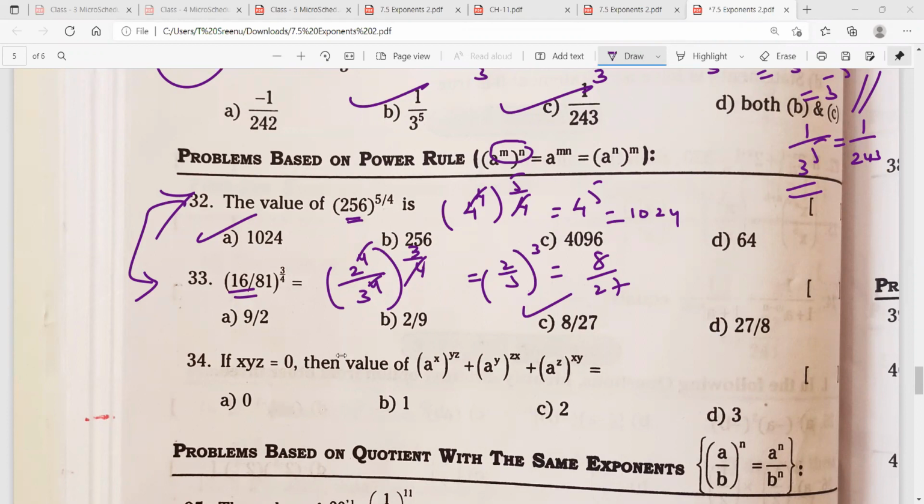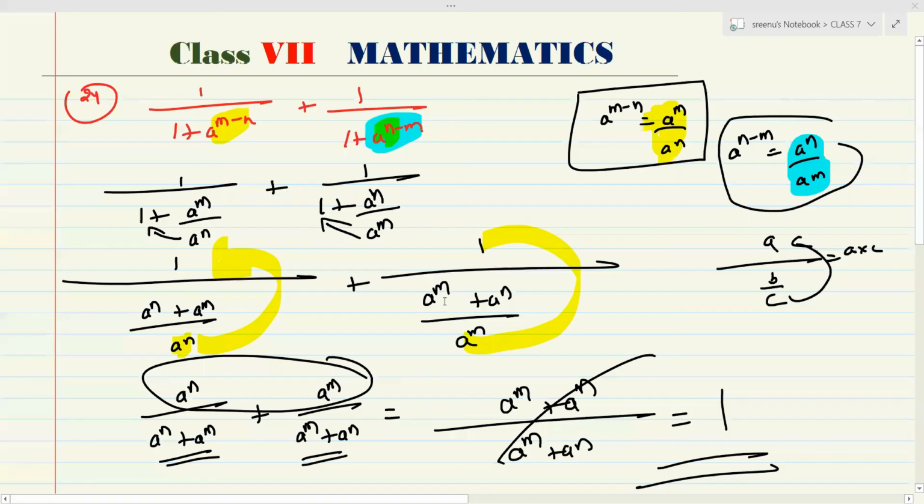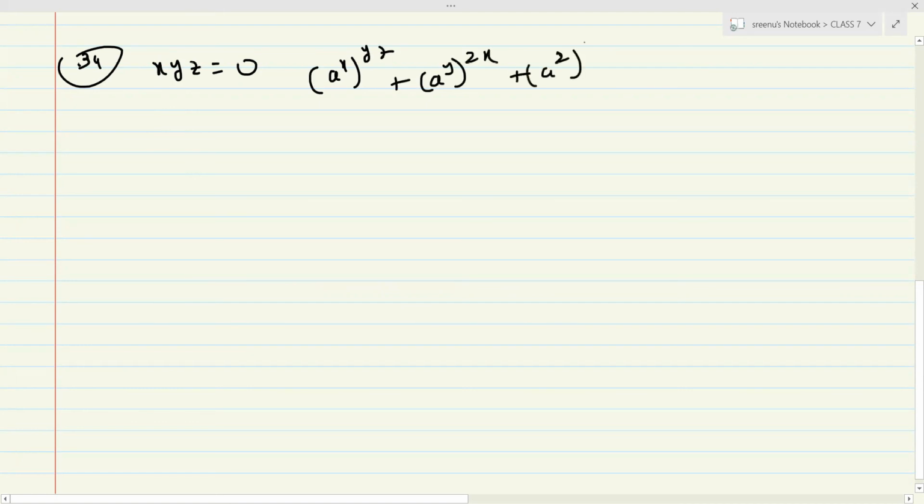On the 34th sum, I will explain and I will conclude. I will write on the board and explain. Thirty-four. XYZ is equal to 0. A power X power YZ plus A power Y power ZX plus A power Z power XY.